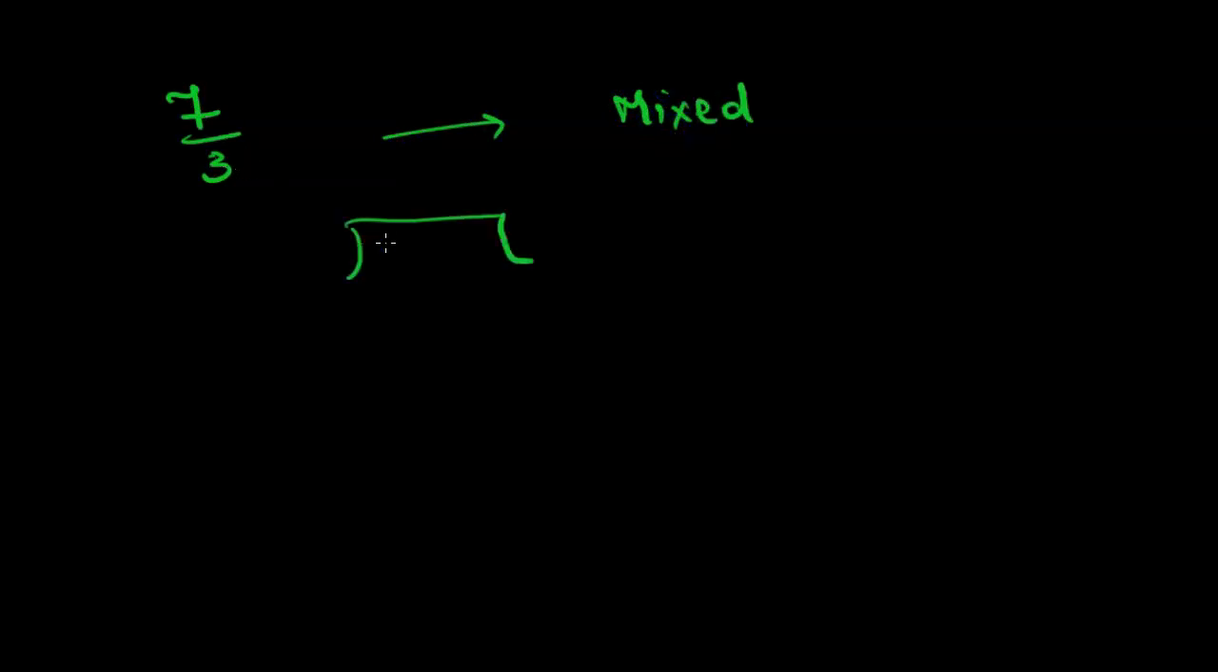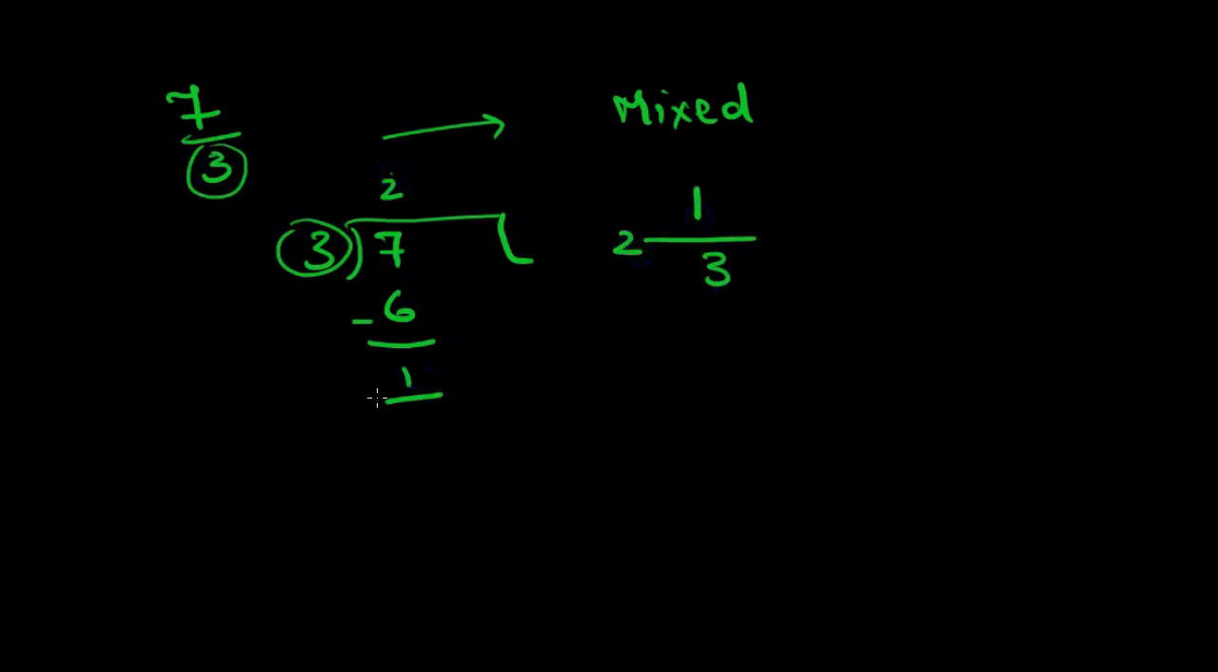Let's do another example for the sake of practice. We have the improper fraction 7 over 3. Why is this improper? Because the numerator is greater than the denominator. If we need to change it to mixed, we have to divide the numerator by the denominator. The numerator goes inside, the denominator goes outside. We know 3 times 2 is 6. When we subtract, we get 1. Now the denominator was 3, that would stay the same. The bottom number goes on top, the top number comes in the middle. Therefore, 7 over 3 can be written as 2 and 1 over 3 in mixed form.